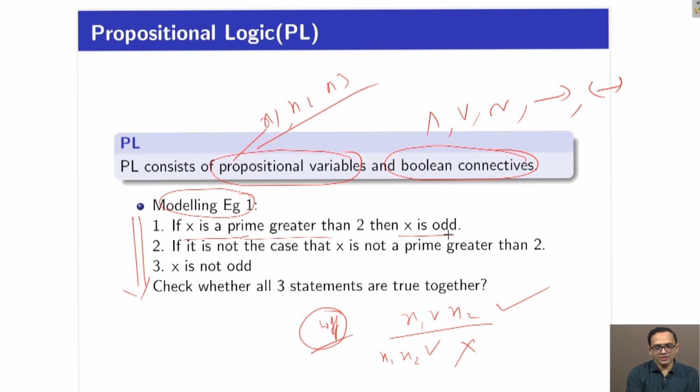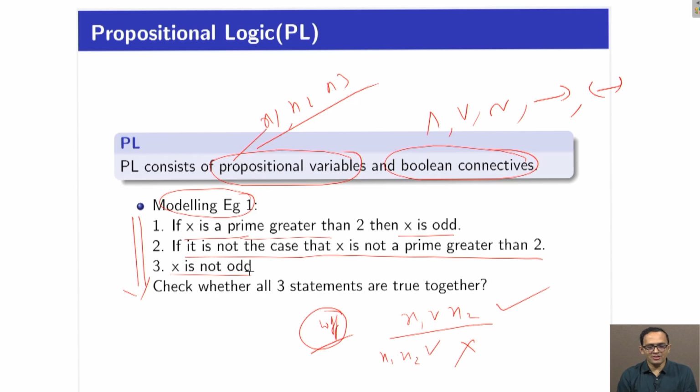Then I have an English statement. I am saying it is not the case that x is not a prime greater than 2, which is effectively saying that x is a prime greater than 2. Okay. But this is a logical statement, and then you are saying that x is not odd, right. So, you have 3 statements.